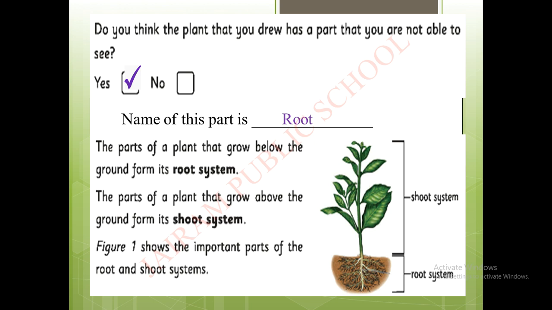The parts of a plant that grow below the ground form its root system. So what we are saying, the part of the plant that grows below the ground is called the root system. The part of the plant that grows above the ground is called the shoot system. So the part which we are seeing around is called the shoot system. So the plant is separated into shoot system and root system.